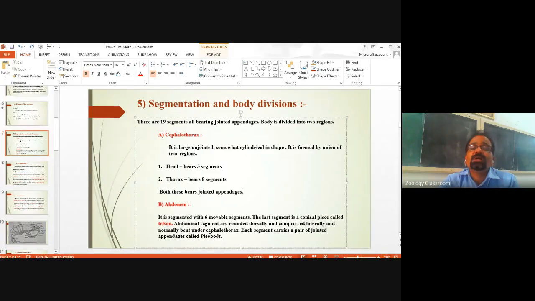So cephalothorax has 13 segments. And how are these 13 segments there? 5 cephalic segments and 8 thoracic segments, and the abdomen bears 6 segments. So collectively, totally 19 segments are there. So 19 segments and 2 body divisions, cephalothorax and abdomen, as far as the title of this slide is concerned.